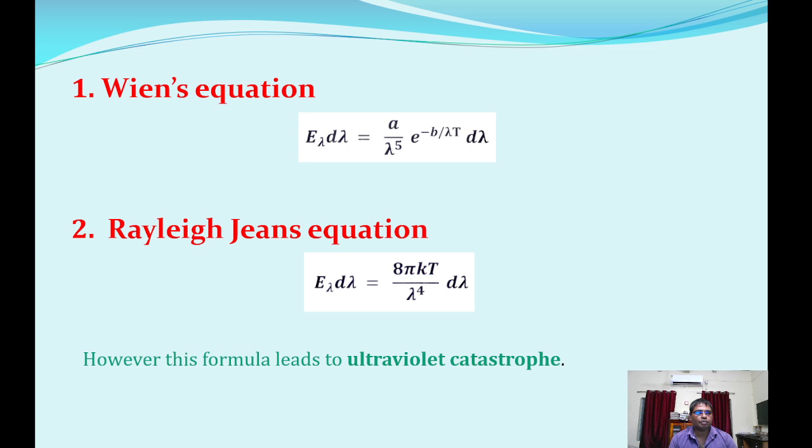This equation fits well with the experimental curve in the high wavelength region of the spectrum, but fails completely in the low wavelength region. According to Rayleigh-Jeans equation, as lambda tends to 0, E lambda tends to infinity, but experimental results show that as lambda tends to 0, E lambda also tends to 0. This is known as ultraviolet catastrophe.